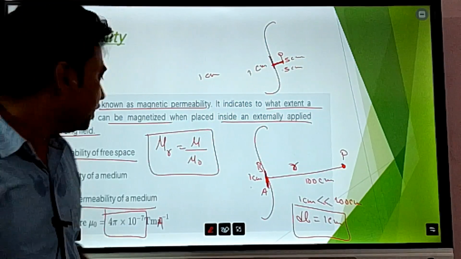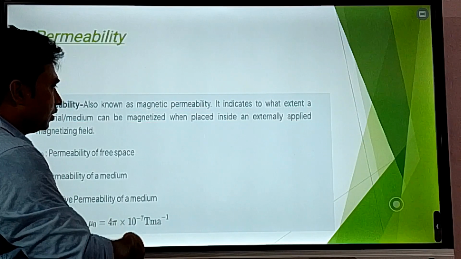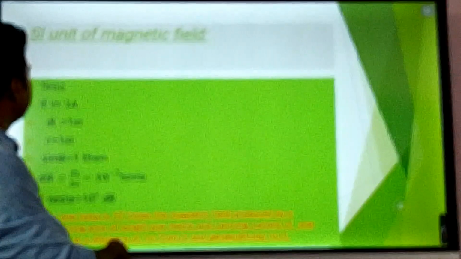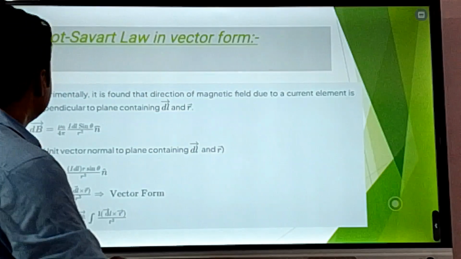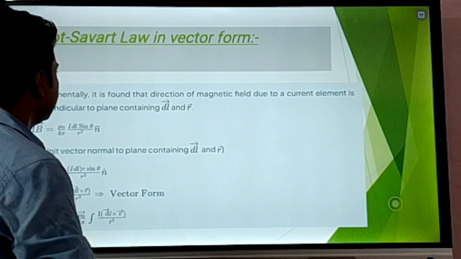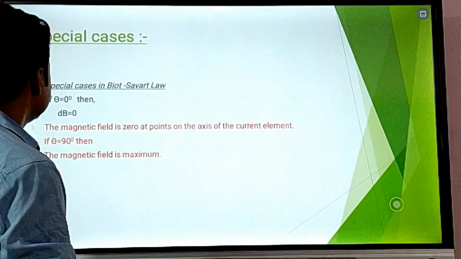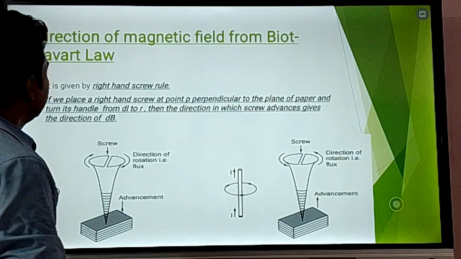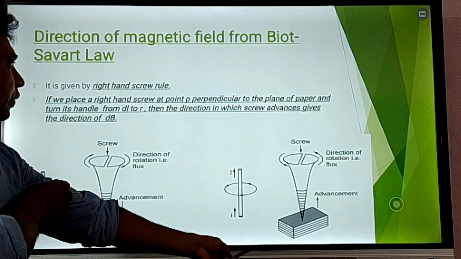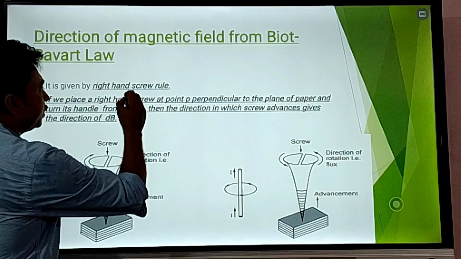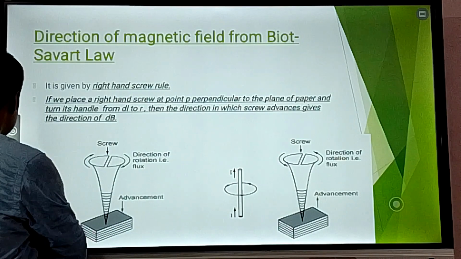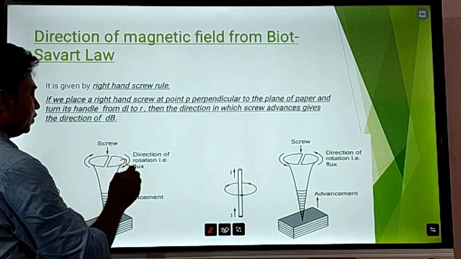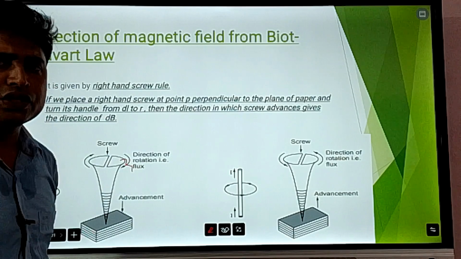In order to find the direction of the magnetic field at point P, it is given by the right hand screw rule. What does this right hand screw rule tell us?